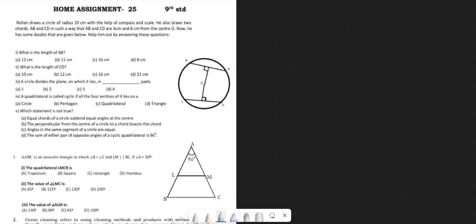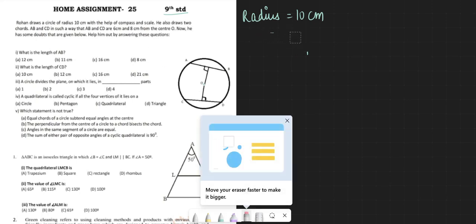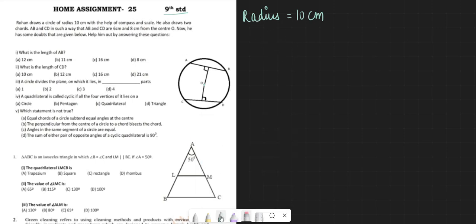These are some case studies for class 9. Let's solve them one by one. So here it says Rohan draws a circle of radius 10 centimeter. So radius of the circle is 10 centimeter. He also draws two chords AB and CD in such a way that the distance of AB and CD from the center O is given. Not the length but the distance, such that AB and CD are 6 and 8 centimeter away from the center.